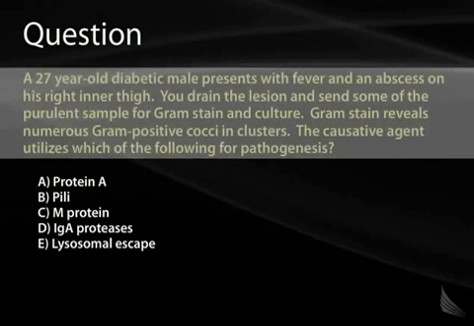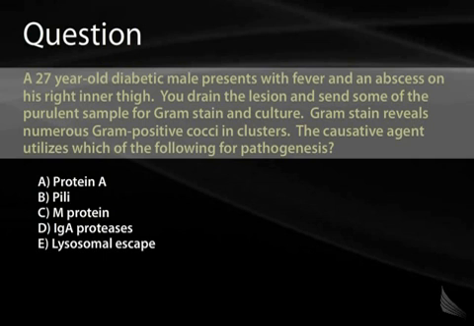A 27-year-old diabetic male presents with a fever and an abscess on his right inner thigh. You drain the lesion and send some of the purulent sample for gram stain and culture. Gram stain reveals numerous gram-positive cocci in clusters. The causative agent utilizes which of the following for pathogenesis?